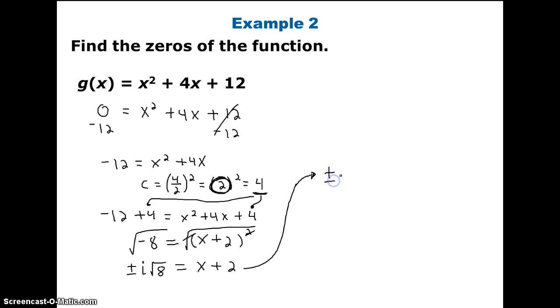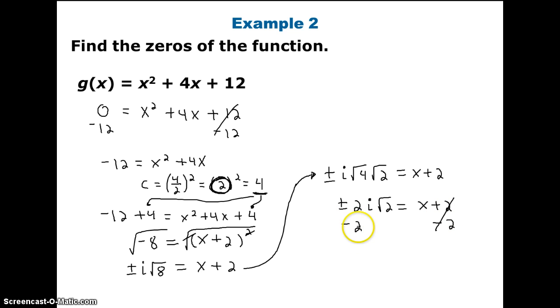So we have plus or minus i square root of 4 times square root of 2. That's going to give you 8, 4 times 2. And we have x plus 2 over here. You simplify the radical, square root of 4. So plus or minus 2. Keep the i, square root of 2. And we have x plus 2. x is not by itself, so subtract 2 from both sides. Subtract and subtract.